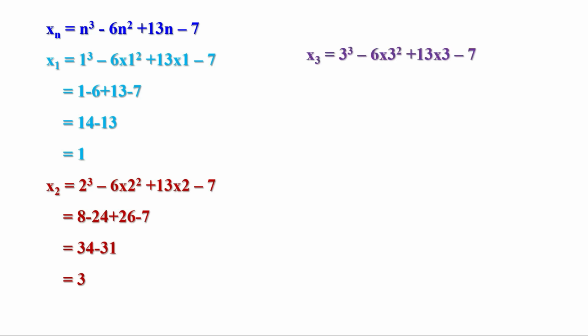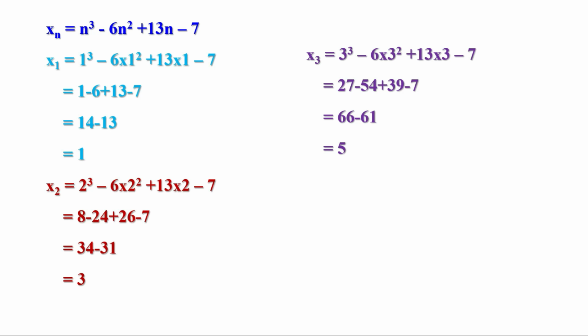Now the third term is x3 equal to 3 cube minus 6 into 3 square plus 13 into 3 minus 7. 3 cube is 27. 3 square is 9. Minus 6 into 9 is minus 54. 13 into 3 is 39 and minus 7. Again let us add the positive numbers. 27 plus 39 is 66. Minus 54 minus 7 is minus 61. Subtracting we will get 5. The third term is 5.